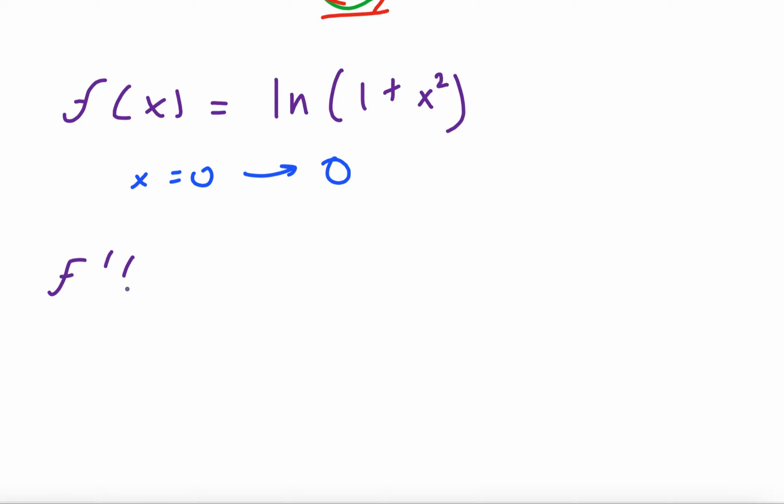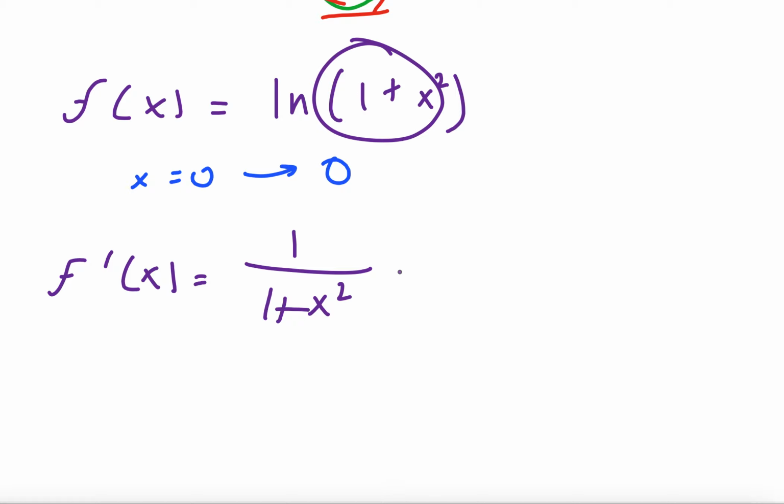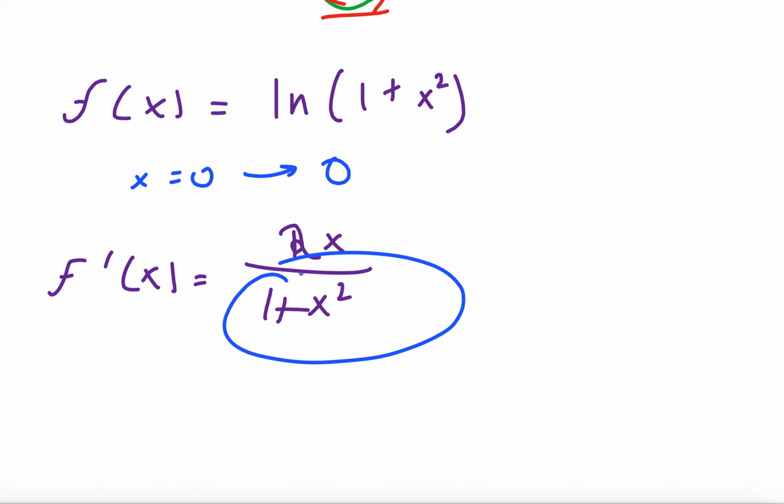f prime of x is going to be equal to the derivative of the log of 1 plus x squared, which is 1 over 1 plus x squared, multiplied by the derivative of the inner function, which is 2x. So we get 2x over 1 plus x squared. Now remember, 1 plus x squared is always positive, but x here can be negative or positive.